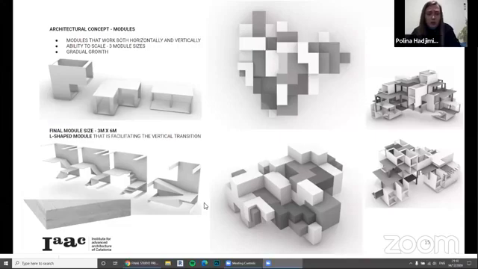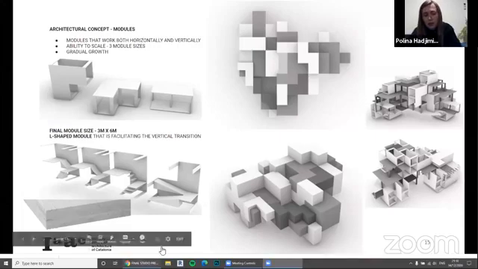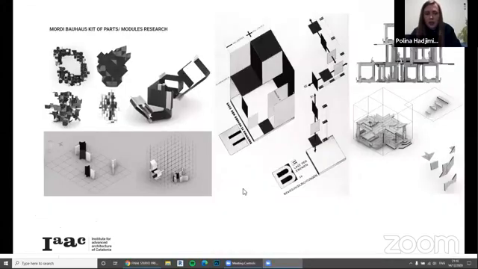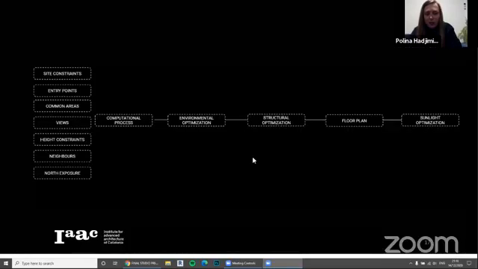So we are using CLT as a building material. And you can see here an example of the transitions in the building. We did quite a lot of kit-of-parts analysis, a lot of parts that we went through, but at the end we finally found something that we were happy with. And now Aman will continue with the design process.